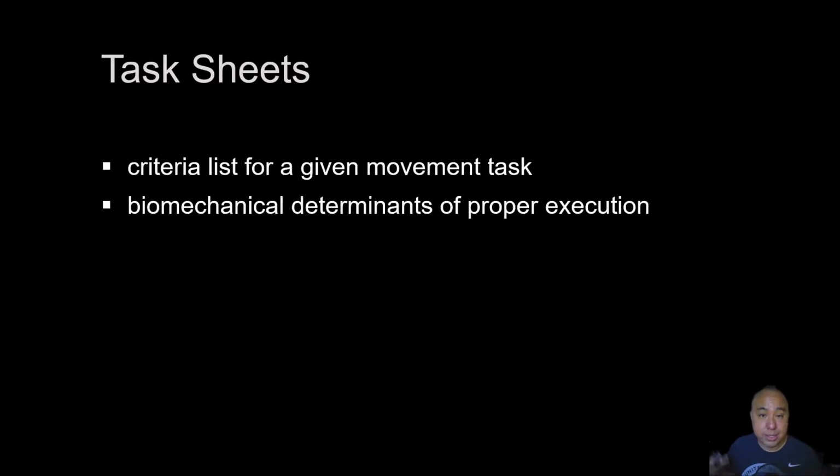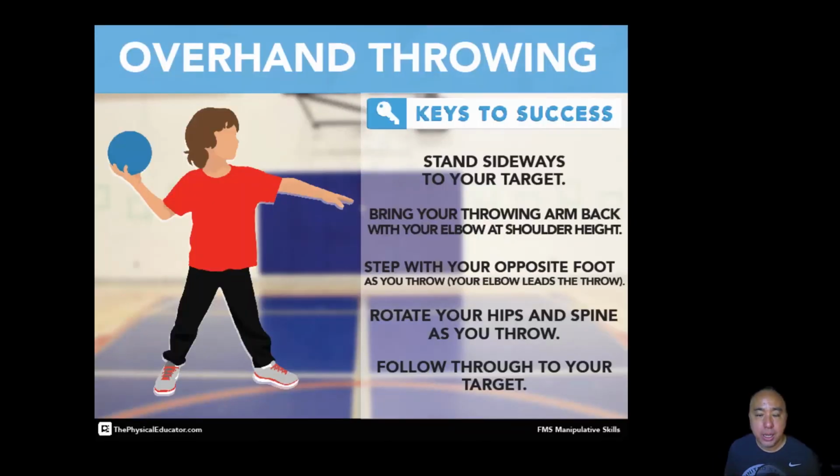So what I just showed you is an example of a task sheet. It's essentially just a criteria list of a given movement task that ultimately determines what's considered biomechanically efficient, proper execution of the task. I mentioned overhand throwing. This is a task sheet that was created by the physicaleducator.com site. And this is what physical educators use at the high school or middle school levels.